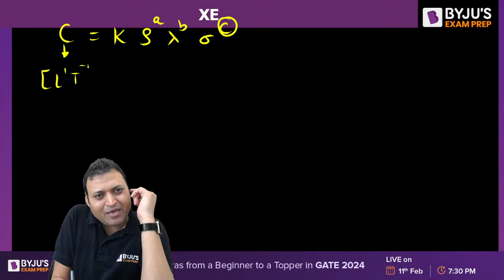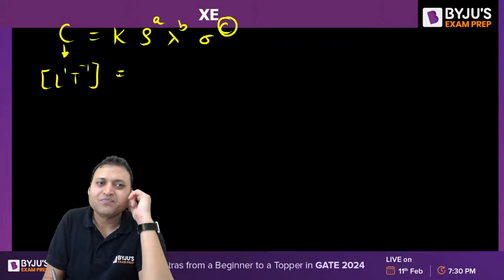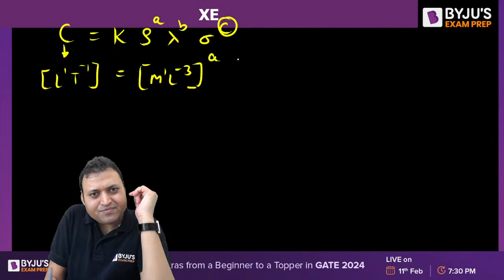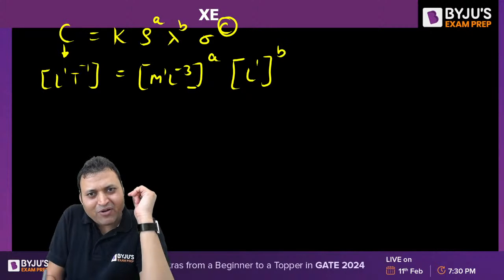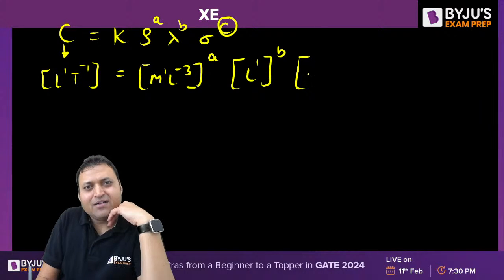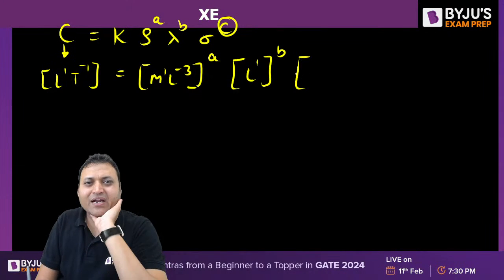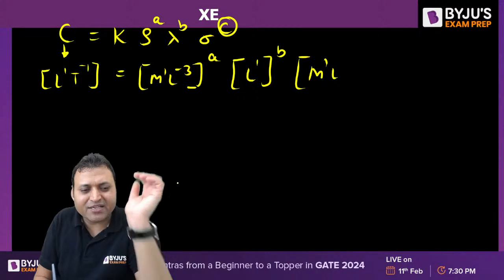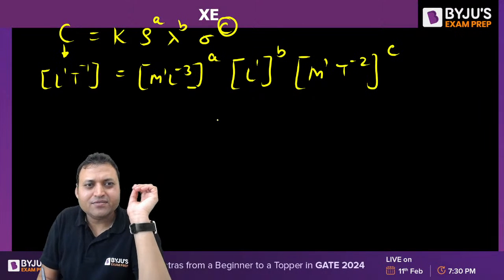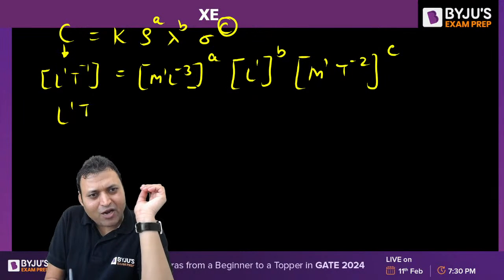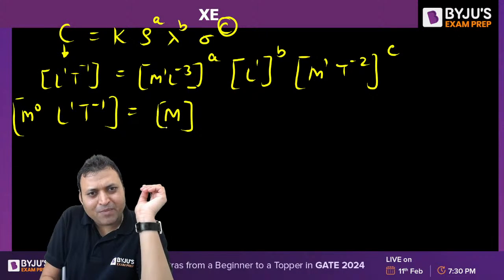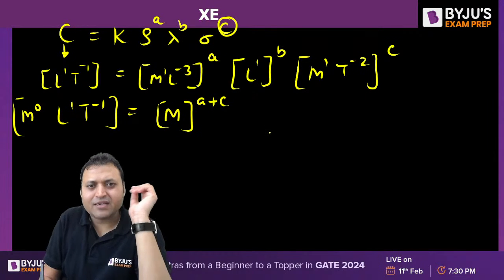We can say L1 T minus 1 on the left hand side, dimensional formula. Constant is dimensionless. Rho is M1 L minus 3 to the power A. Lambda is L1 to the power B. Lambda is wavelength, the dimensional formula is L1. Sigma is Newton per meter or kg per second square, so M1 T minus 2, to the power C. Separate the variables. L1 T minus 1, we can call it as M0, is equal to M to the power A plus C. Isn't it A plus C?